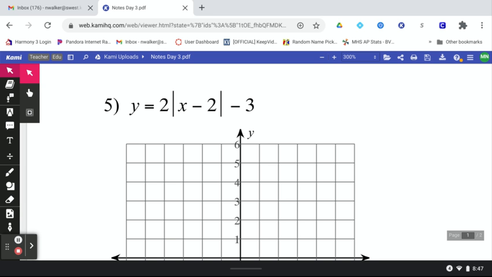So I want you to try this one on your own, and then when the people next to you are finished, check with them and see if they got the same thing as you. And if you guys don't agree on something, you can always ask me if you don't agree.